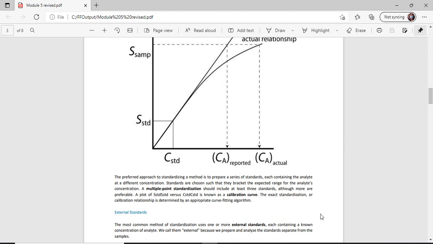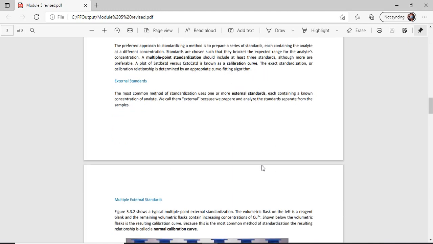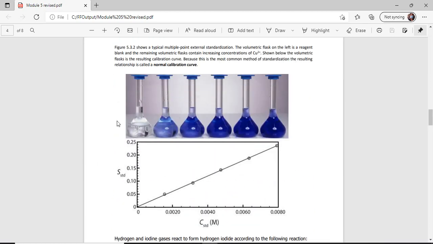Now you have here your external standard. The most common method of standardization uses one or more external standards, each containing a known concentration of your analyte. We call them external because we prepare and analyze the standard separate from your sample. Then you have your multiple external standards. The figure here shows they are prepared as external standards.